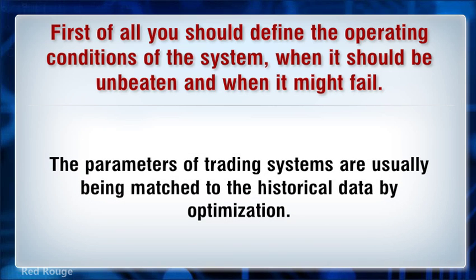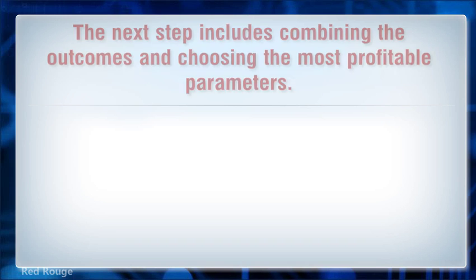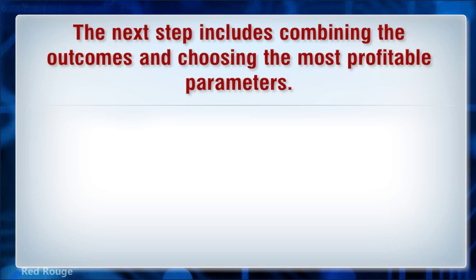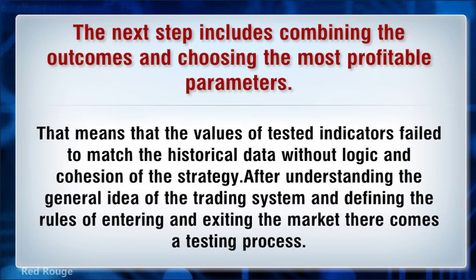The parameters of trading systems are usually matched to the historical data by optimization. The next step includes combining the outcomes and choosing the most profitable parameters. There is a risk of over-optimizing the system. That means that the values of tested indicators are fitted to the historical data without logical cohesion of the strategy.